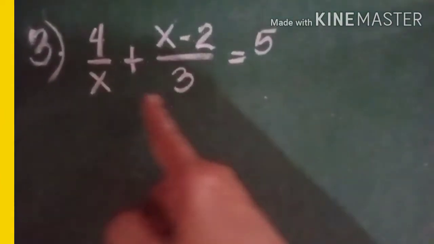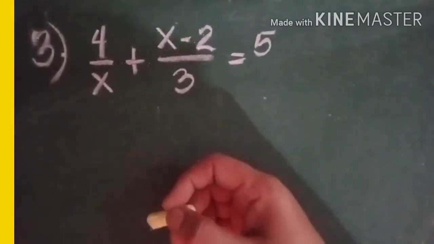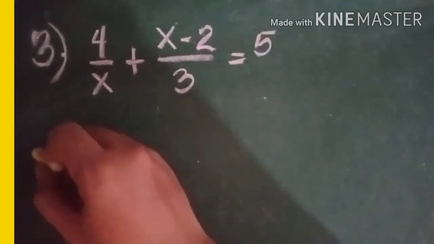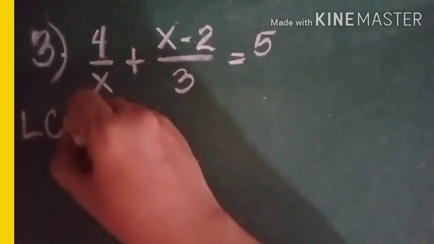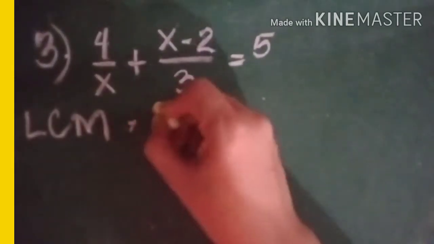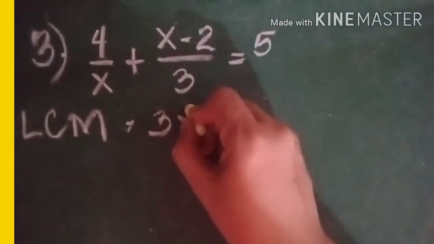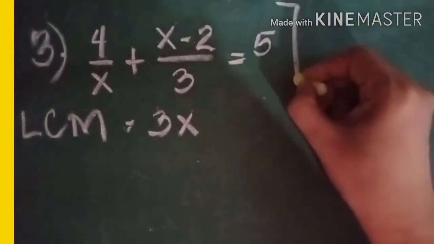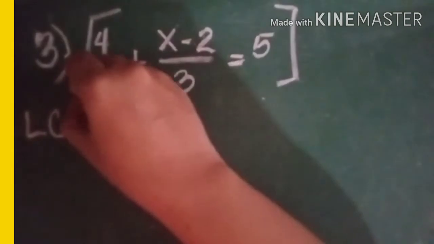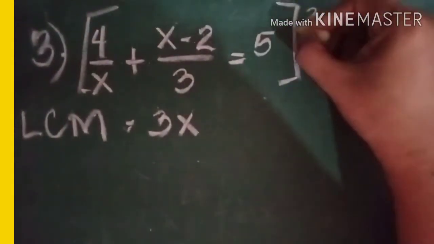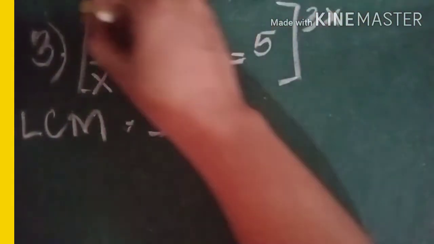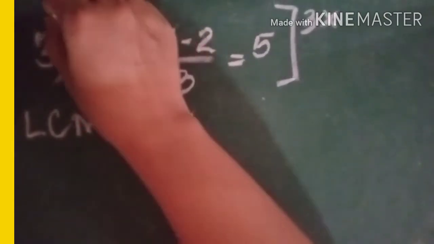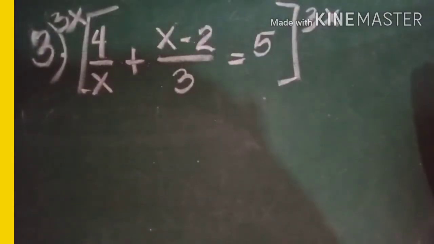Next, number 3. 4 over x plus x minus 2 over 3 equals 5. First step is kukunin natin yung LCM ng x and 3. So the answer is 3x, yung denominator. Pinagsama lang or minultiply yung denominator. Yung LCM na 3x, imumultiply natin siya both left and right side of the equation.